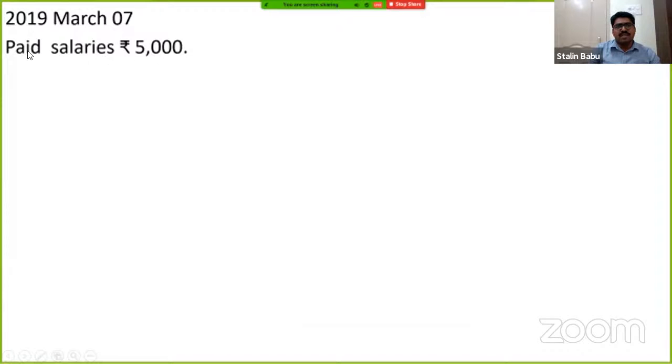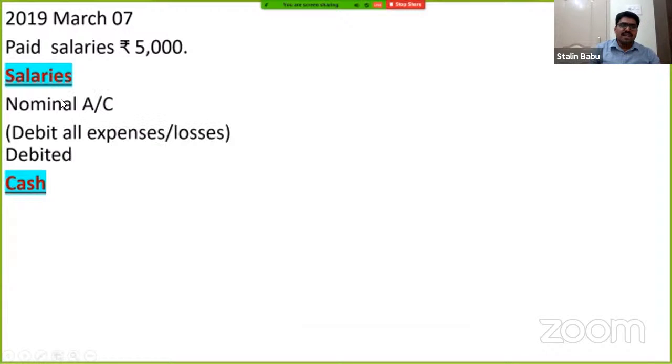Paid means cash is going out of the business. So the two accounts involved are salaries account and cash account. Salary is an expenditure, so it belongs to which account? Nominal account. Debit all expenses and losses. So salary account is debited. Cash is coming into the business or going out of the business? Paid means going out of the business. Debit what comes in, credit what goes out. It is going, so it should be credited.